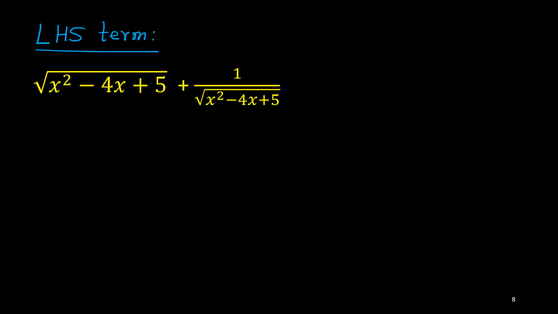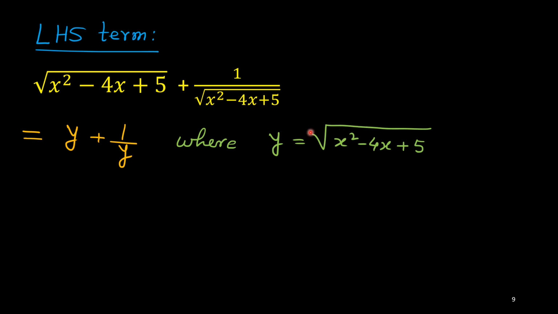To solve this specific problem, first we consider the left hand side term. This part is the square root of x square minus 4x plus 5, and the second one is 1 upon that same function, square root of x square minus 4x plus 5. If we consider this term as a variable y, then we can easily write the second one as 1 upon y. So the left hand side becomes y plus 1 upon y.